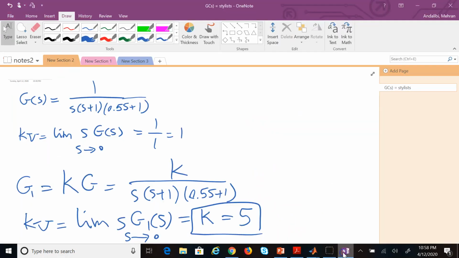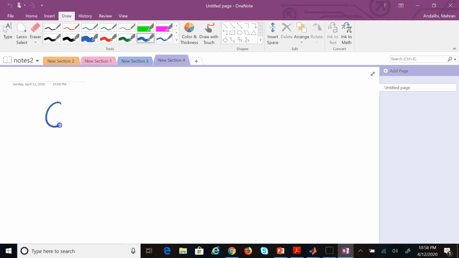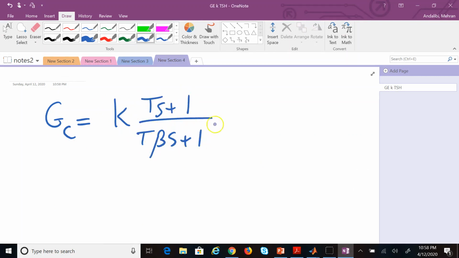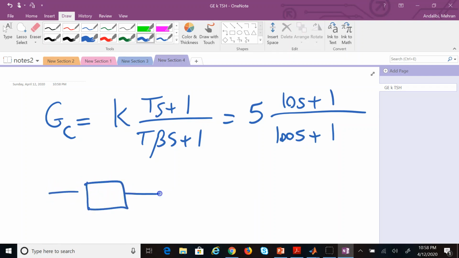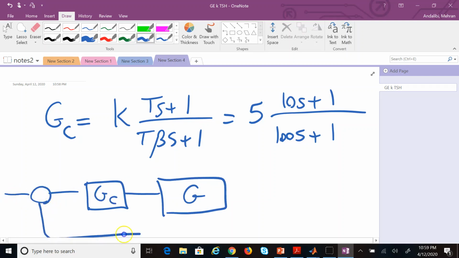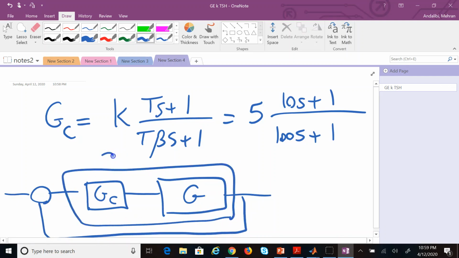So if I want to write it here, my compensator Gc is, again, I write it for you here. So this guy was 5, T was 10, beta was also 10. So this is your compensator. And now you put that in series with your original G. So this Gc times G becomes your new G.